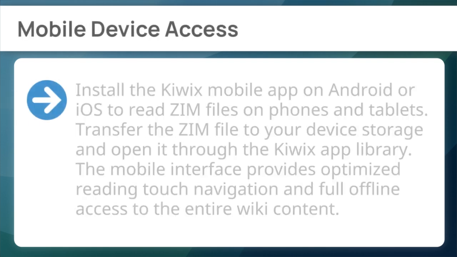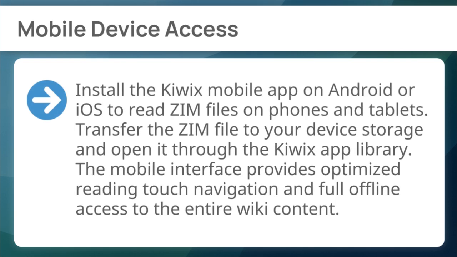Finally, mobile device access. Install the Kiwix mobile app on Android or iOS to read ZIM files on phones and tablets. Transfer the ZIM file to your device storage and open it through the Kiwix app library. The mobile interface provides optimized reading, touch navigation, and full offline access to the entire wiki content.